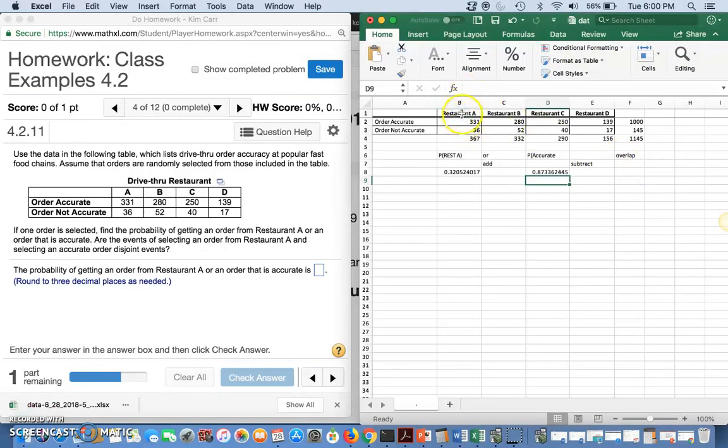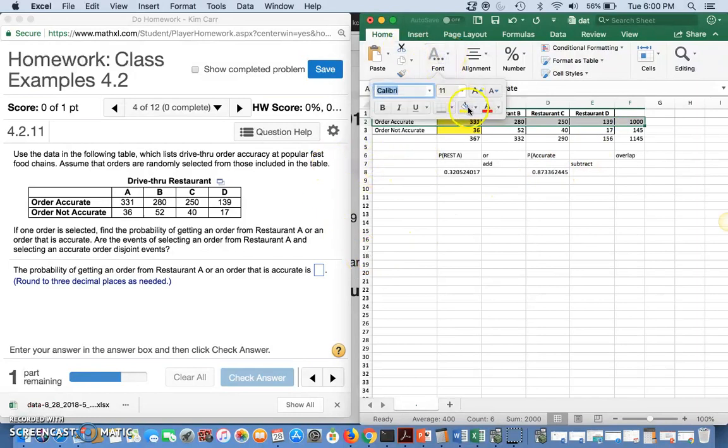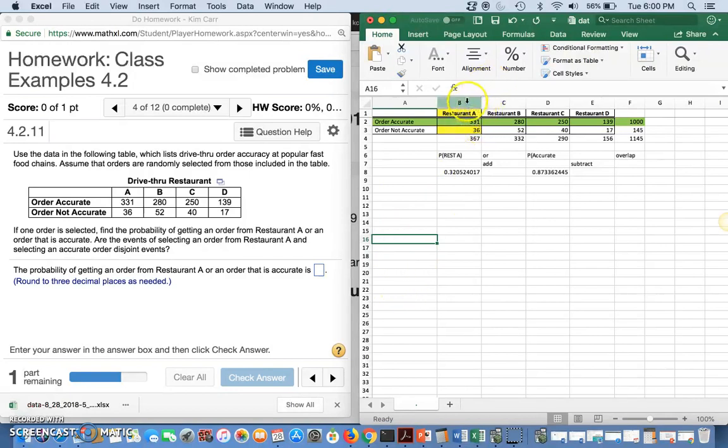Okay, so A is right here. So this part right there shows restaurant A. Okay, I'm going to highlight that. Okay, for it to be accurate, that is that second row, let's just highlight it in a different color. Okay, so you can see the overlap. Where does the yellow and the green intersect? What number is it? The 331. So the overlap would be equal to the sum of the 331 divided by the total.